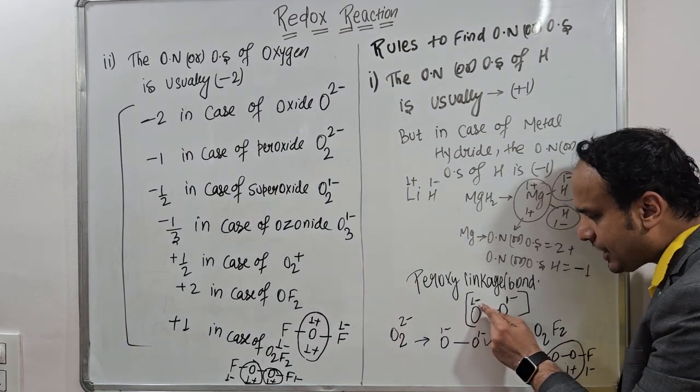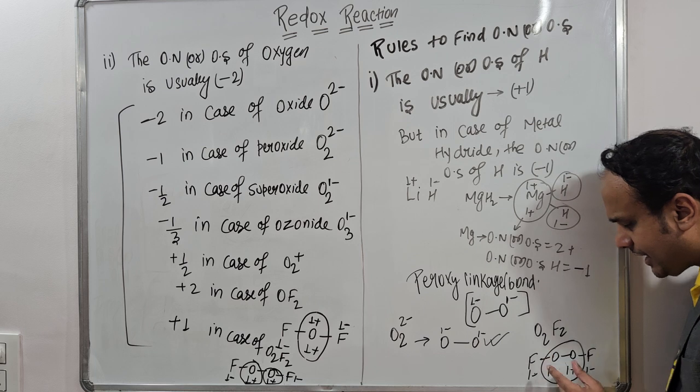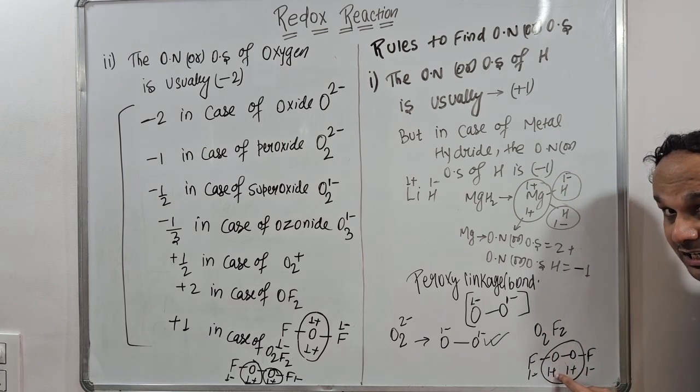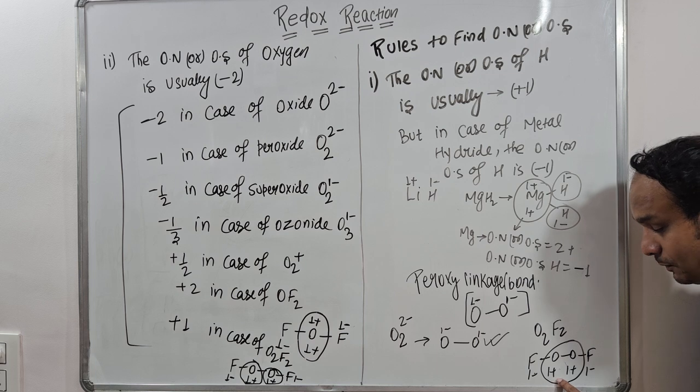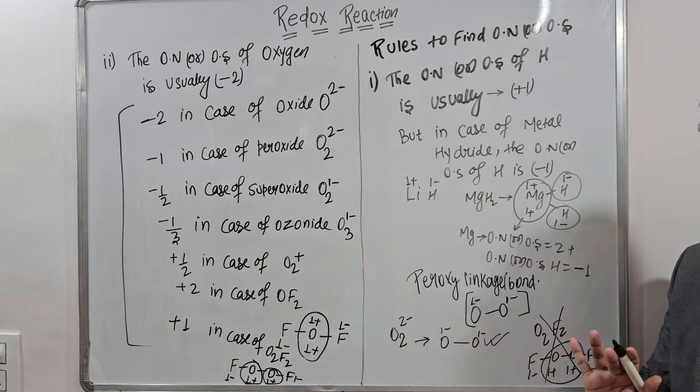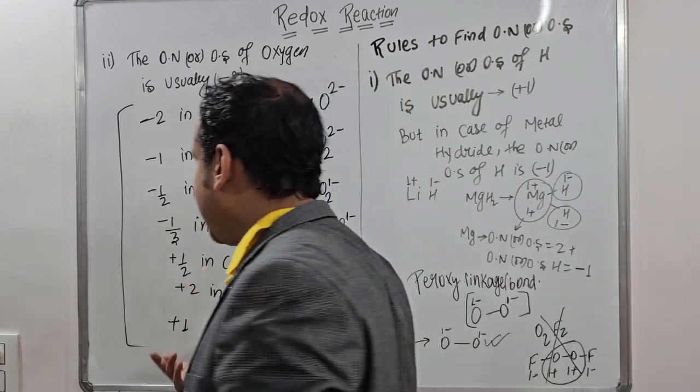Now with the oxygen there is a negative charge, one negative. But over here there is a bond between oxygen. But does this oxygen have a negative charge? It has 1 plus. It means it is not the peroxy linkage. So you will understand peroxy linkage. So these are the points regarding oxygen.